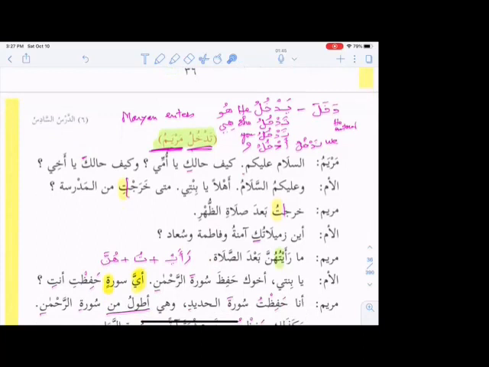Al-Ummu: Ya binti, O my daughter, akhuka hafiza. Fi'l. Where is the fa'il? Fa'il mustatir taqdiruhu huwa. It goes to akhu. Akhuka is mudaf ilayhi. Hafiza, he memorized Surat al-Rahman. Ayya suratin hafizti anti? Which surah did you memorize?